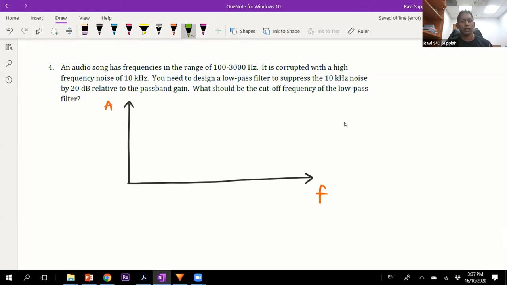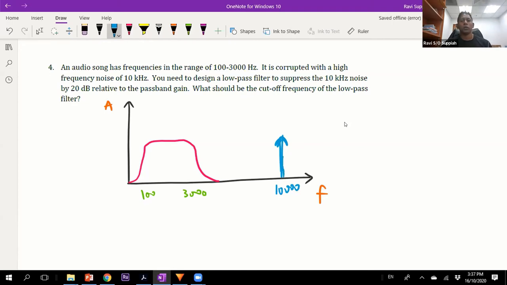So in the range of 100 to 3000 hertz, you will probably see something like this. And at the same time, you are told that you have a 10 kilohertz noise spike. That means somewhere over here, there is some noise spike happening, at 10,000 hertz.